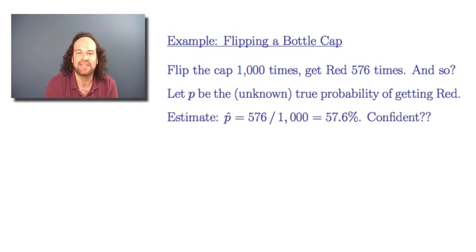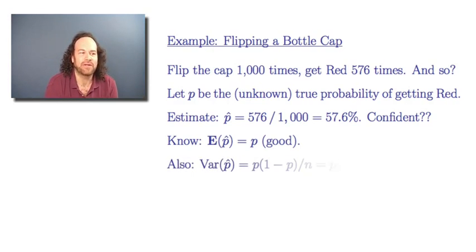But the question is, how confident are we? How sure are we that P really is close to 57.6%? Well, with everything we've learned so far, we can figure this out. We already know that the distribution of P hat has a mean and a variance. In fact, the mean of P hat, or expected value, is equal to P, so that's good. The variance of P hat, we worked that out previously, and that works out to P times 1 minus P, all divided by N, where N is the number of samples, which in this case is 1,000.